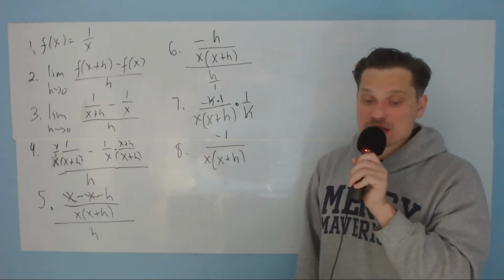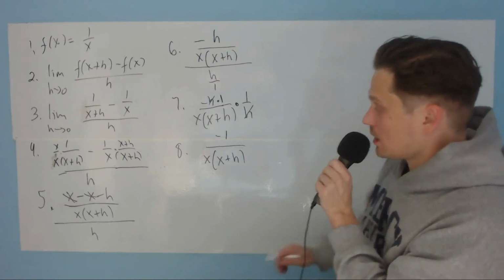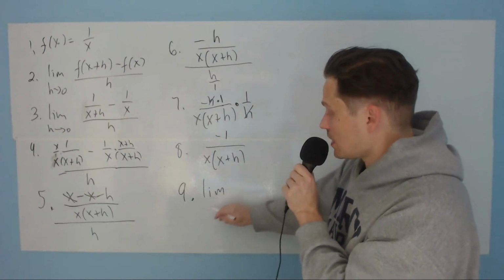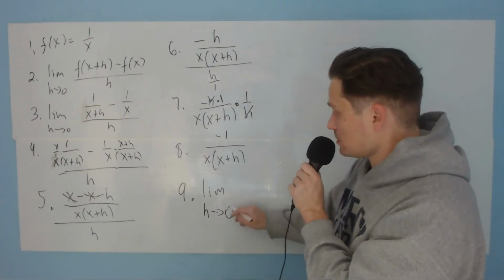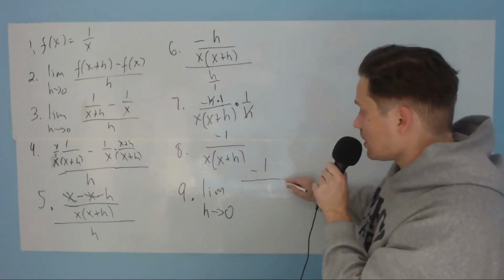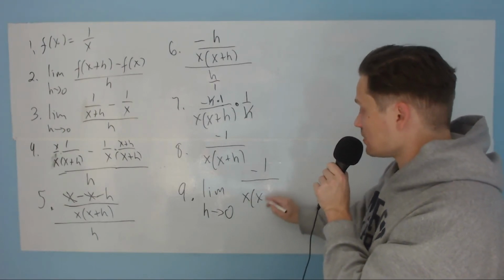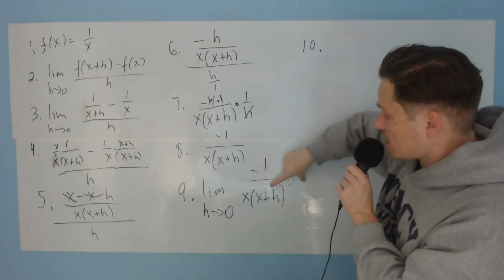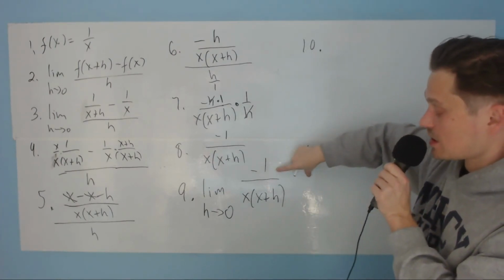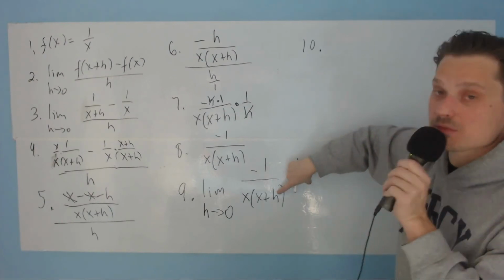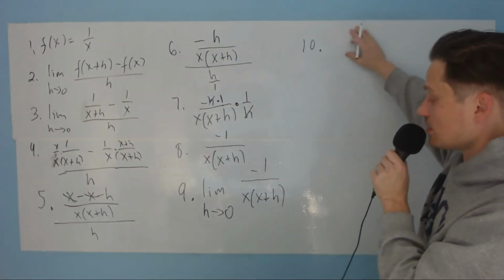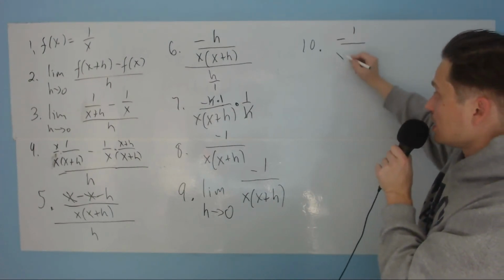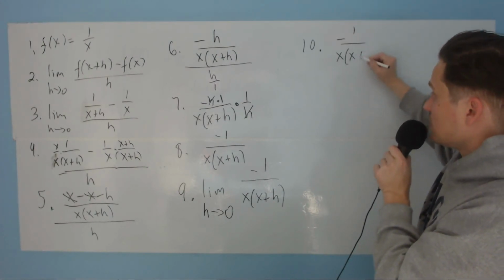Now this expression we can take the limit of. So let's do that. Step 9. I'm going to go back to using the limit notation. So the limit as h approaches 0 of negative 1 over x times x plus h. So that's step number 10. Well, in this particular case, this expression doesn't have any more issues. You can just directly replace h with 0. So over here at step number 10, I'm going to say negative 1 over x times x plus 0.